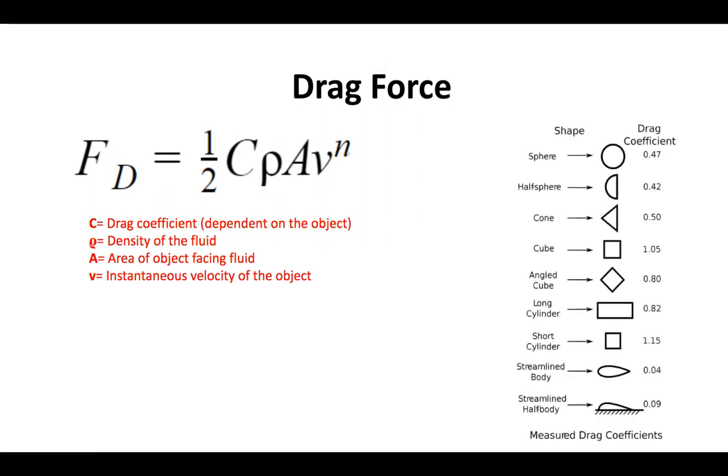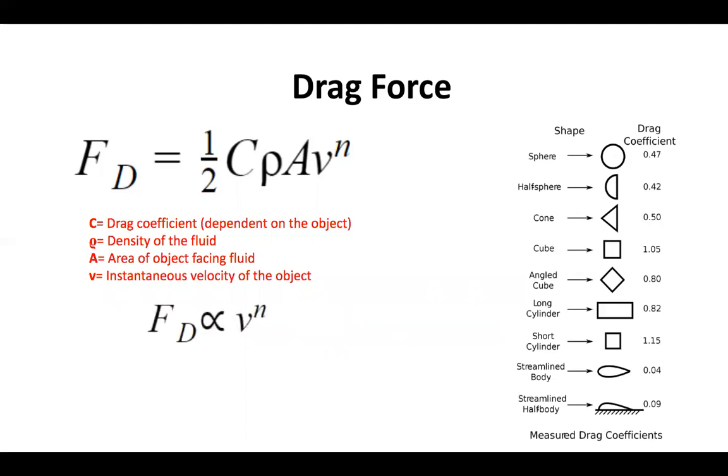I have provided a table of various shapes and their corresponding drag coefficients. Objects that are more aerodynamically shaped have a smaller drag coefficient. Objects that are less aerodynamically shaped have a larger drag coefficient. If we look at the streamlined body, which has a drag coefficient of 0.04, we can see that it's a very aerodynamic shape, and it's actually the shape that most planes are modeled after. And that's to minimize air drag, the drag force experienced when traveling through air.